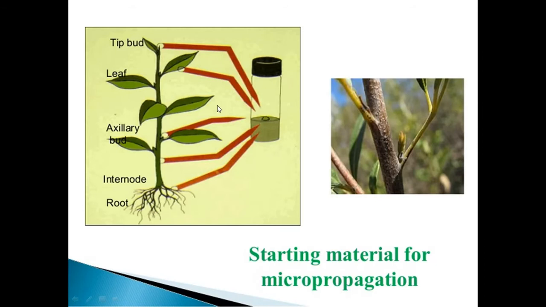See this diagram here. The diagram shows the starting material for micropropagation. Which type of material do we take? You can hear the name explant. Now what is explant? Explant is a cell, organ or a piece of tissue which has been transferred from the plant to a nutrient medium. Now we can take as explant a tip bud, leaf, axillary bud, internodes, roots, anything that we take is a type of explant for the propagation.